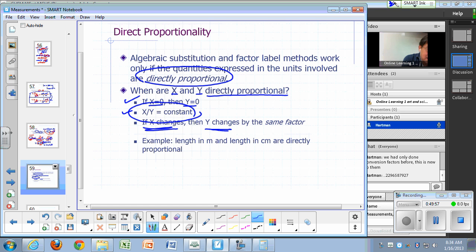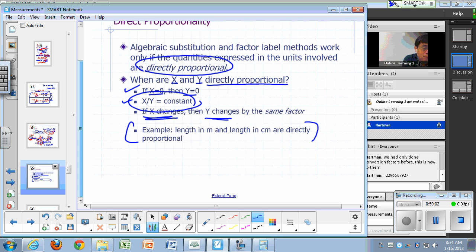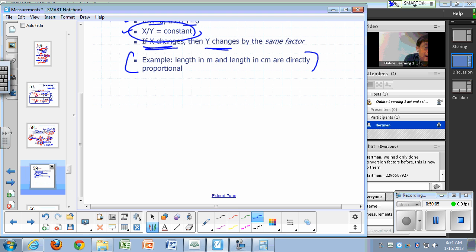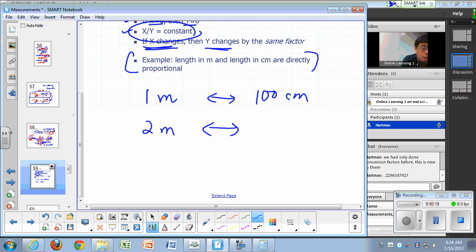Okay? Let's look at this example right here. Length in meters and length in centimeters are directly proportional. Well, let's see. If I have 1 meter, what's the equivalent amount in centimeters? 100 centimeters. If I have 2 meters, if I were to double it, what's the equivalent amount in centimeters? 200, twice as much. See, that's a quick way to tell if two things are directly proportional. Try to double one. If the other one automatically doubles, then that means they are directly proportional.